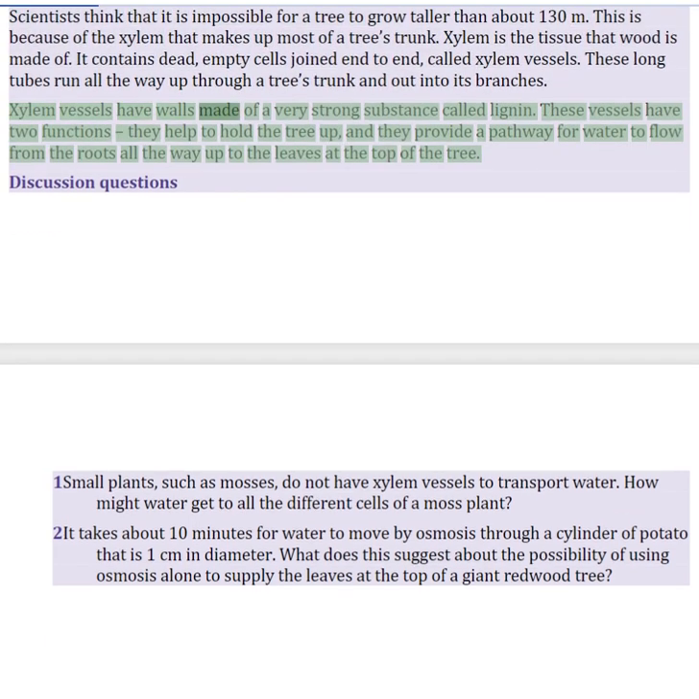Xylem vessels have walls made of a very strong substance called lignin. These vessels have 2 functions: they help to hold the tree up, and they provide a pathway for water to flow from the roots all the way up to the leaves at the top of the tree.